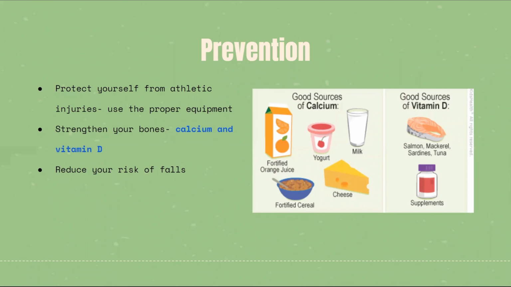While rib fractures cannot always be prevented, some ways that can help include wearing proper protection during athletics, strengthening your bones with plenty of calcium and vitamin D, and reducing your risk of falls.